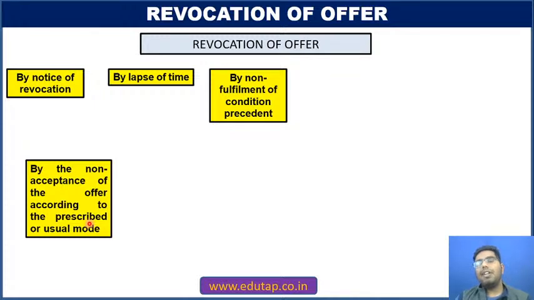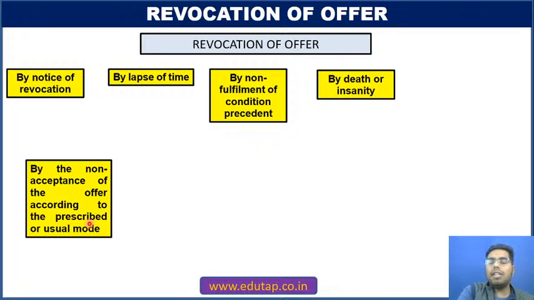So what happens is you have made an offer to me that I'll pay you 2 lakhs if I and my girlfriend have children within 2 years of our marriage. Now there was a condition precedent to that. What was the condition? We can have the children after the marriage only. But my girlfriend got married to another person. The condition precedent means the condition for fulfilling the offer was not fulfilled. So automatically the offer got revoked.